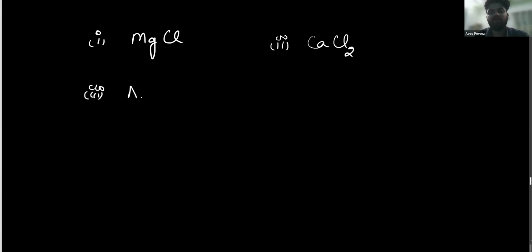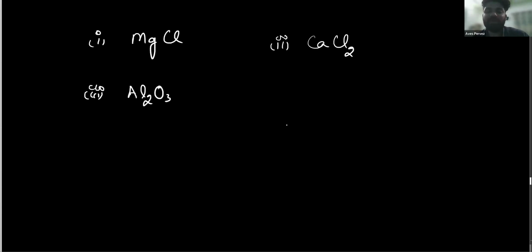Now we should discuss some other Lewis dot structures that are asked in the examination. For example, if I'm asked to draw the structure of magnesium chloride. The second one is calcium chloride. The third one is aluminium oxide, Al2O3. So let's do these.